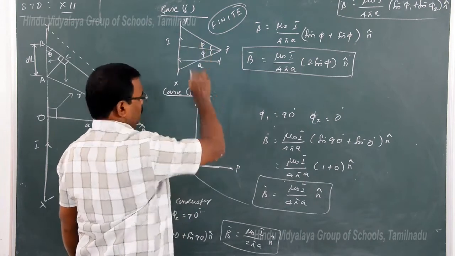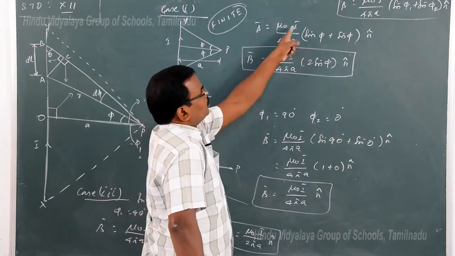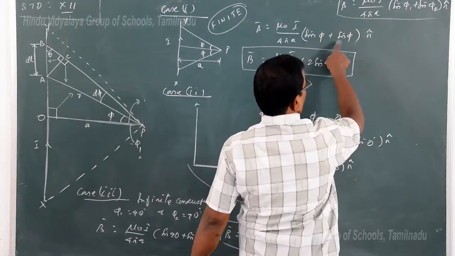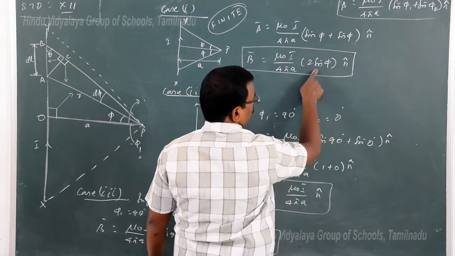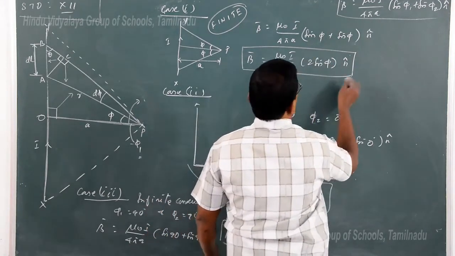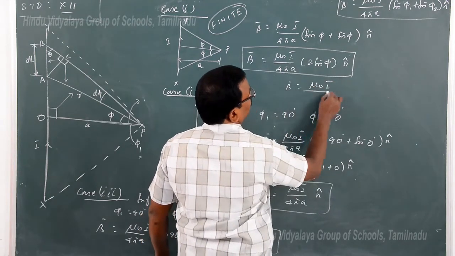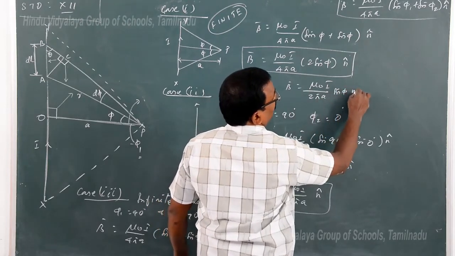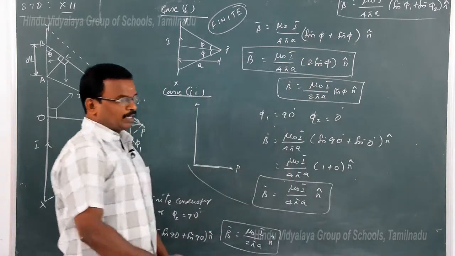The distance, as usual, is the considered point a. So B vector is equal to mu naught I by 4 pi a. Instead of phi 1, phi 2 we substitute phi, phi. So sin phi plus sin phi is equal to 2 sin phi. These two get cancelled. Even here we can write this is equal to mu naught I divided by 2 pi a into sin phi. This is the option that may be asked. It is very important from the entrance point of view.